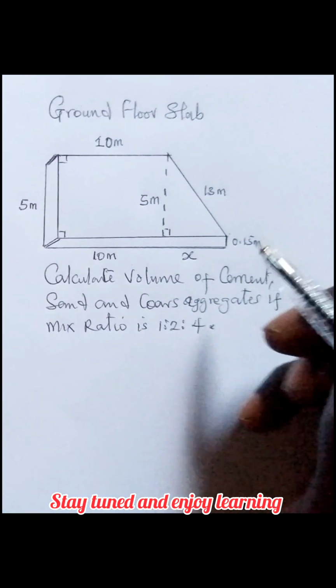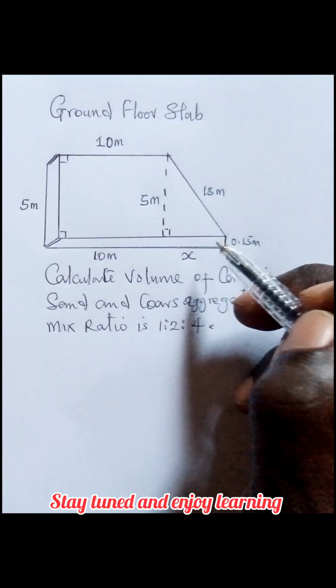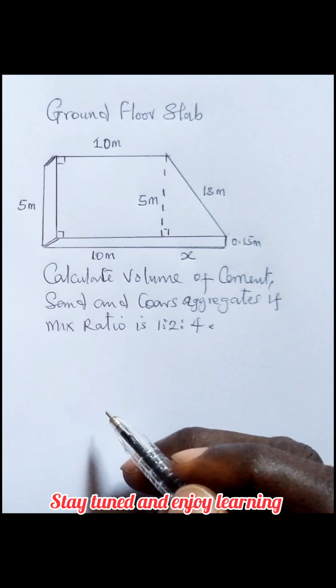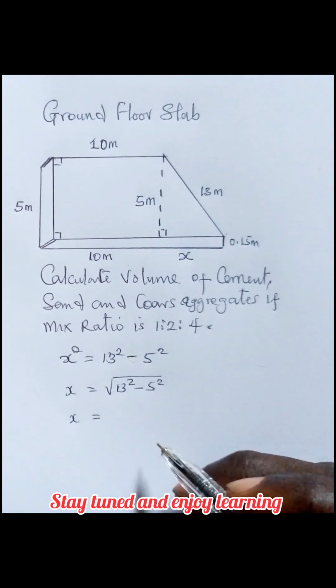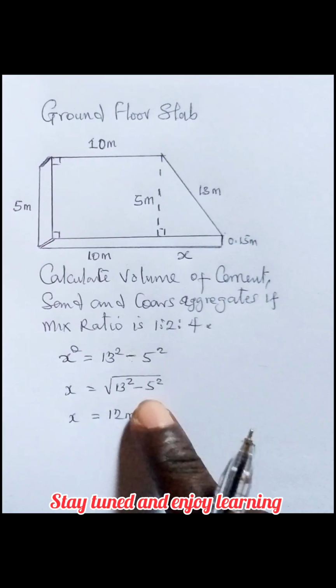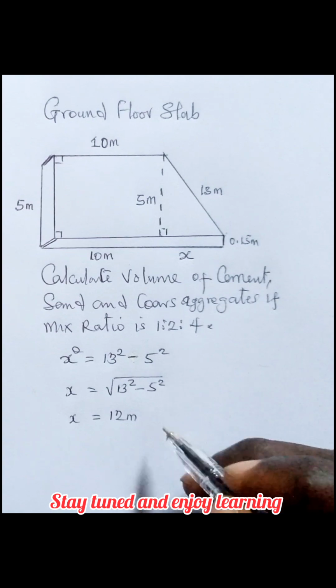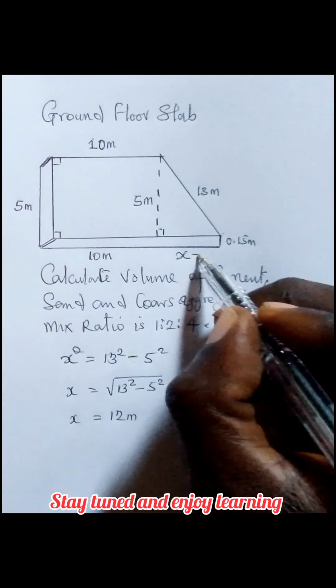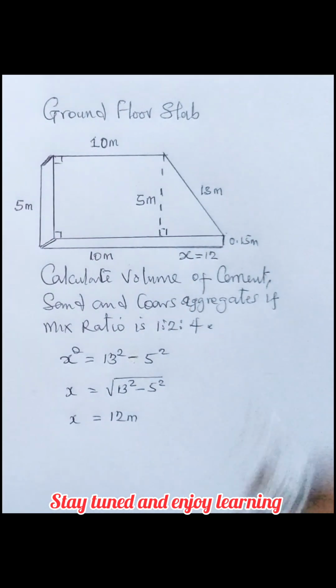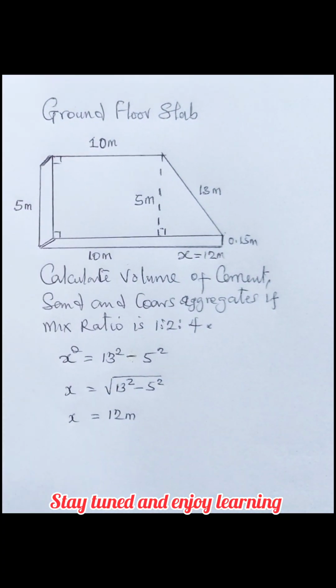So at this point we can apply Pythagoras theorem to find X, which says that 13 squared minus 5 squared, take the square root of it to give us what? 12. So having known X to be 12 meters, we can now proceed.